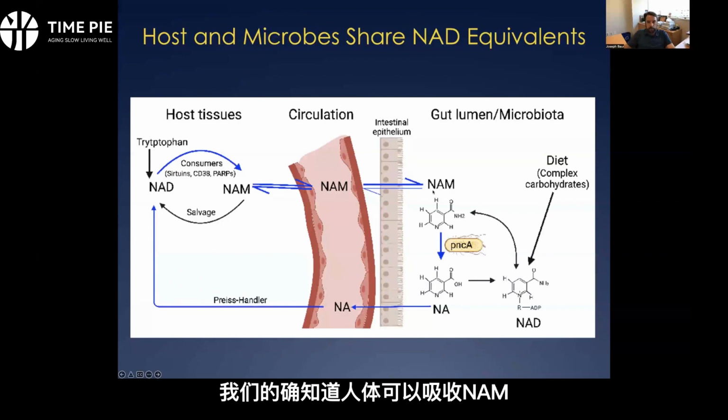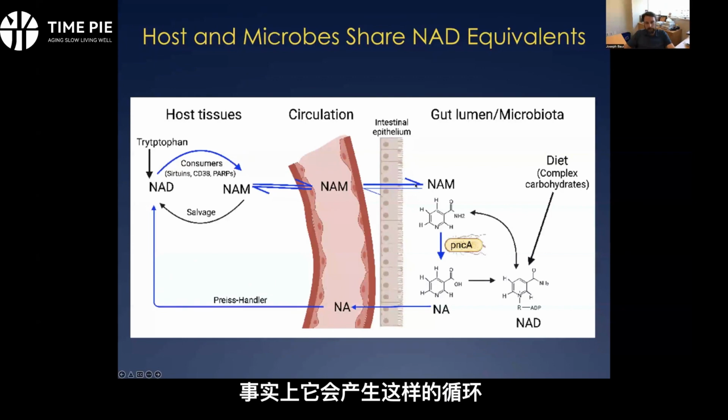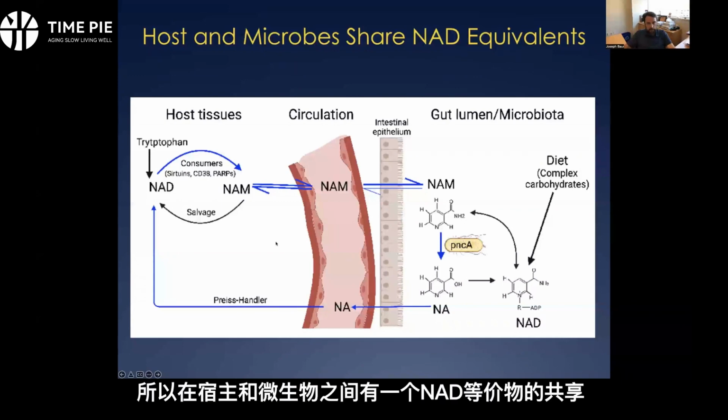We do know that you can absorb nicotinamide, but here we show that really the net flux under normal conditions is out. There's more nicotinamide going into the gut lumen than being absorbed from the gut lumen. And in fact, it's generating this cycle where nicotinamide gets secreted into the gut lumen, then converted to nicotinic acid, and then reabsorbed by the host. So there's a sharing of NAD equivalents between the host and microbiome.